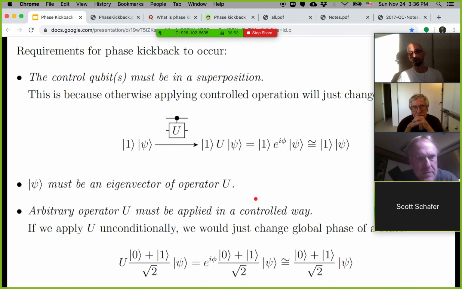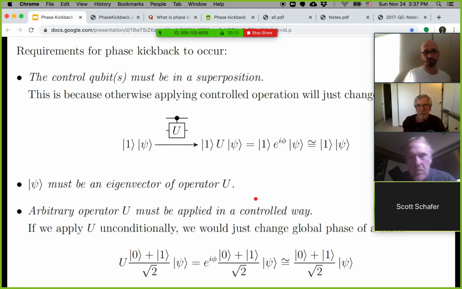Okay, so now I started to think what the actual requirements for phase kickback to occur are. I did not find this anywhere, so I came up with those three requirements. If you find those are wrong, please let me know, because I want to know about those. So the first requirement is the control qubit or qubits must be in some superposition.